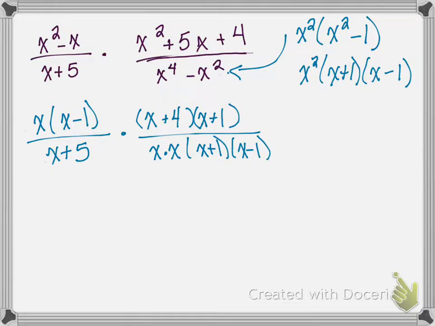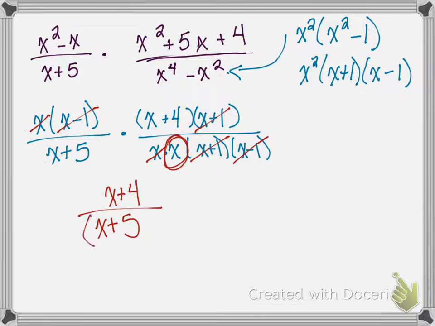Okay? I have an x and an x minus 1 and an x minus 1, an x plus 1 and an x plus 1. Okay, I'm left with x plus 4 in the numerator, x plus 5 in the denominator, but look, don't lose that other x. Don't forget about that. You do not have to distribute it, but don't forget about it.